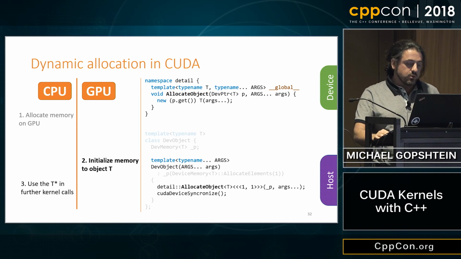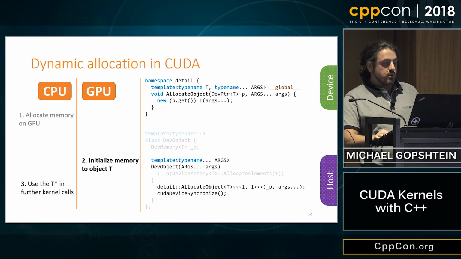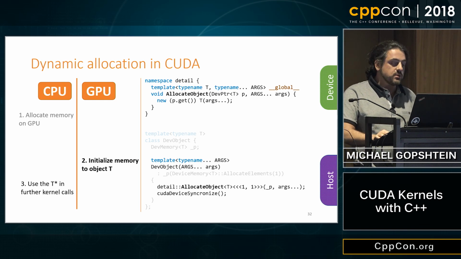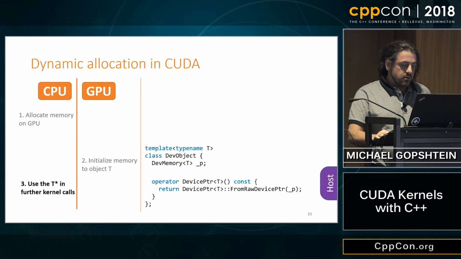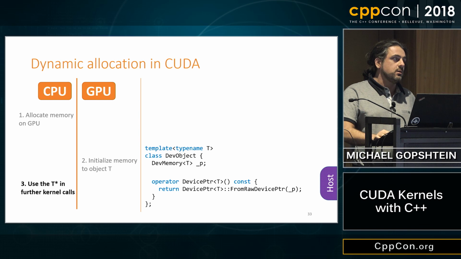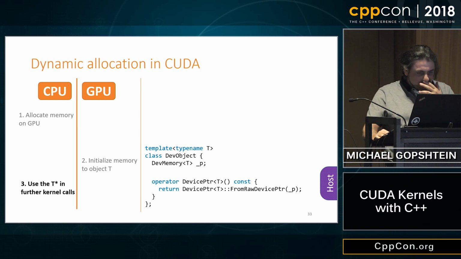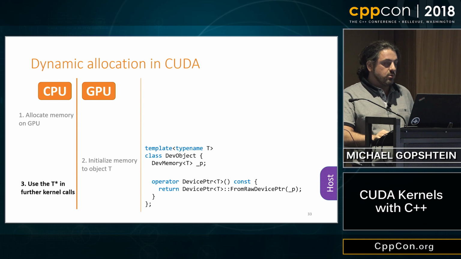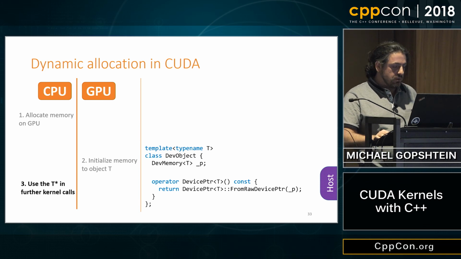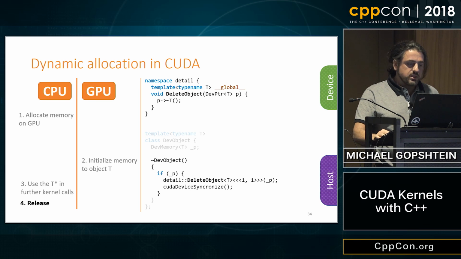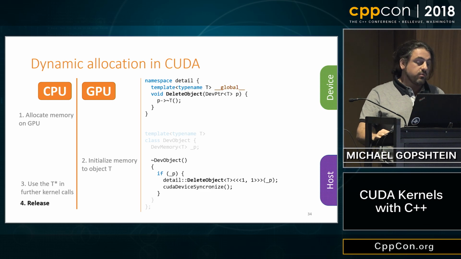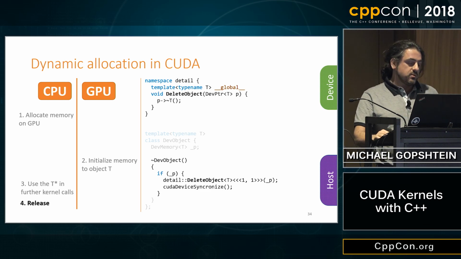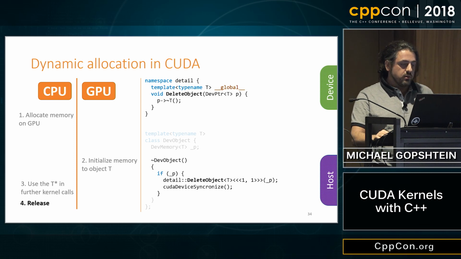And then in the constructor of our dev object, we would launch this kernel, but only one instance, only one CUDA thread, and that will do the allocation for us. And now for convenience, we can also add a conversion operator from the dev object of type T to dev pointer of type T, and we can use it in our functions. And in a similar way, we can also implement the destruction of the object. So we'll create another kernel function, delete object, which basically calls the destructor explicitly, and then the dev memory will just release the memory on the GPU for us.